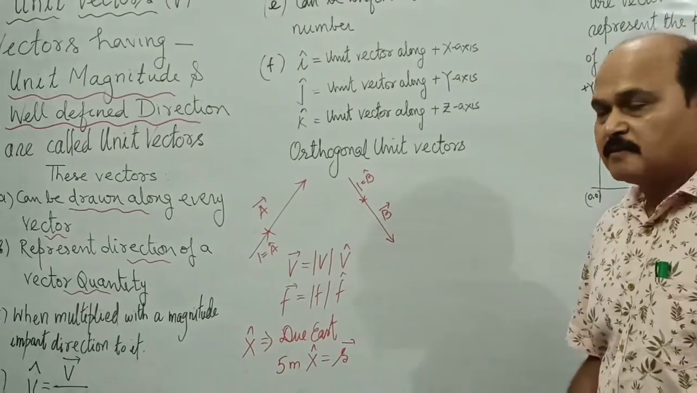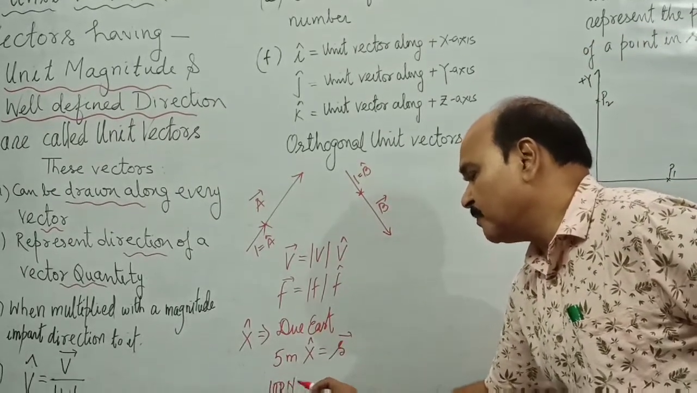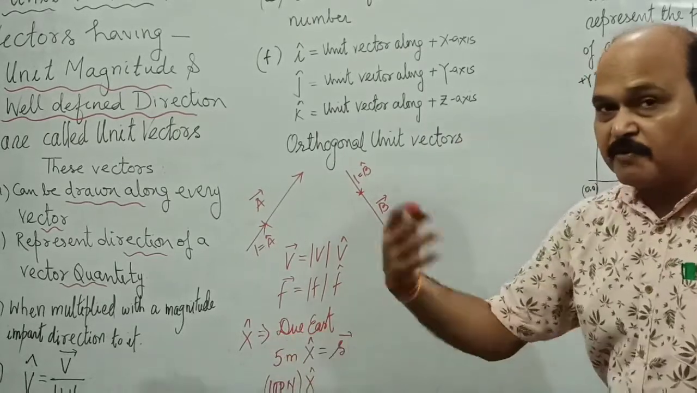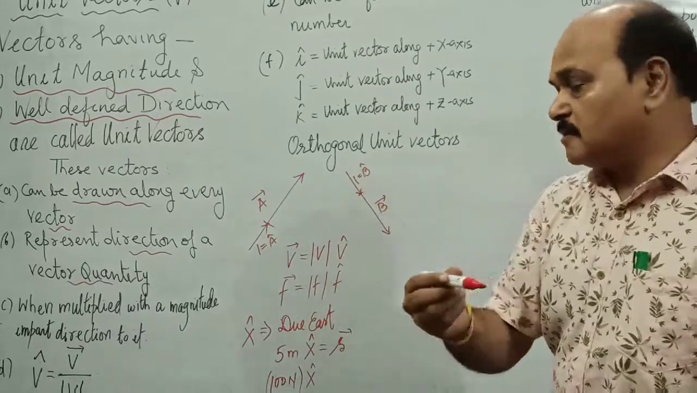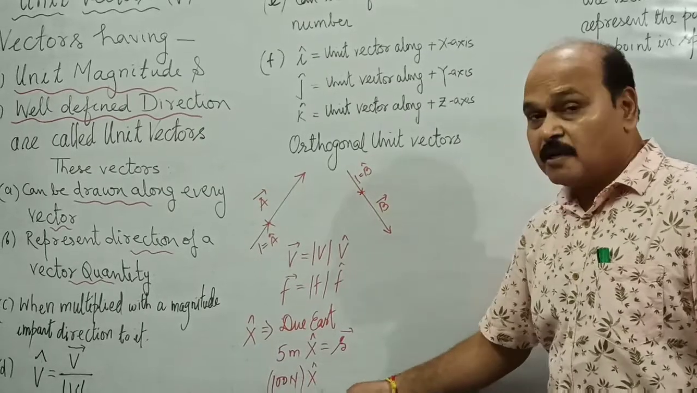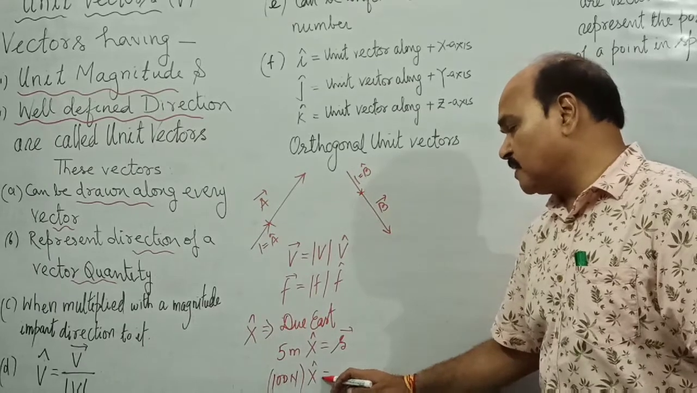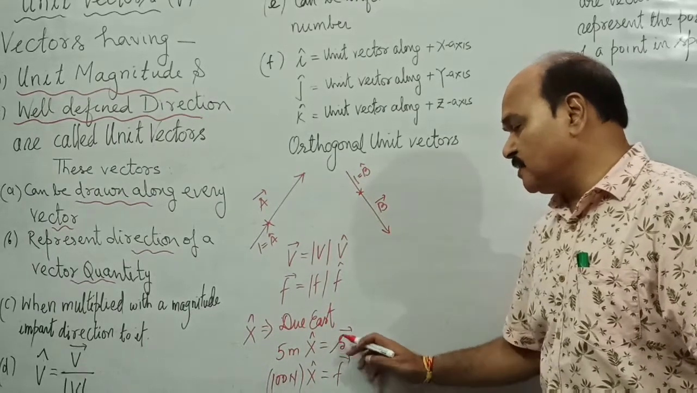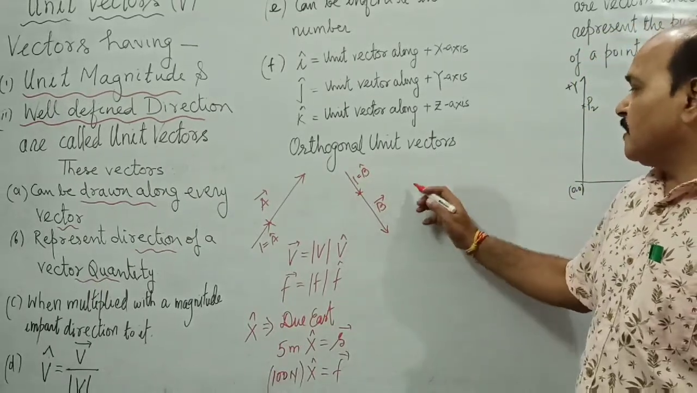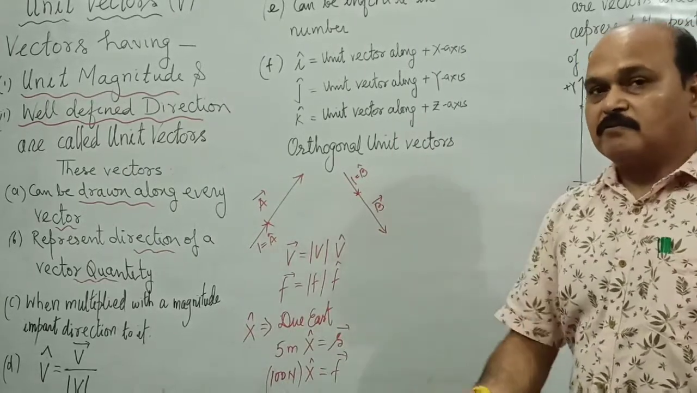If we have, say, a force of 100 Newton, and we multiply this force of 100 Newton with x cap, remember, this x cap is a unit vector whose direction is due east. So when x cap is multiplied with this 100, 100 multiplied with 1 remains 100. But this 100 now acquires the direction that is due east, which is the direction of this unit vector. So any magnitude when multiplied with unit vector gets the direction of unit vector.